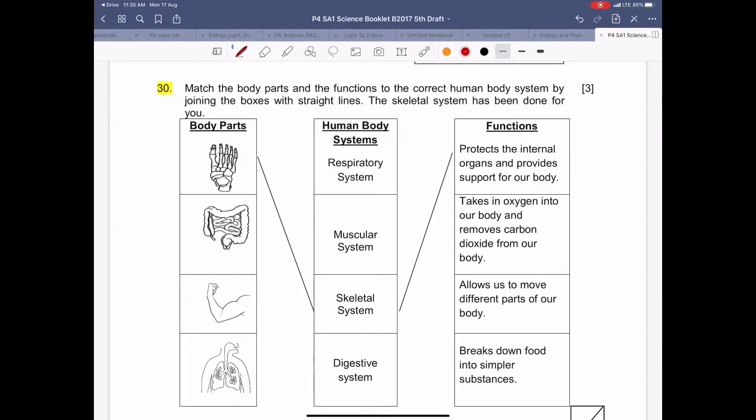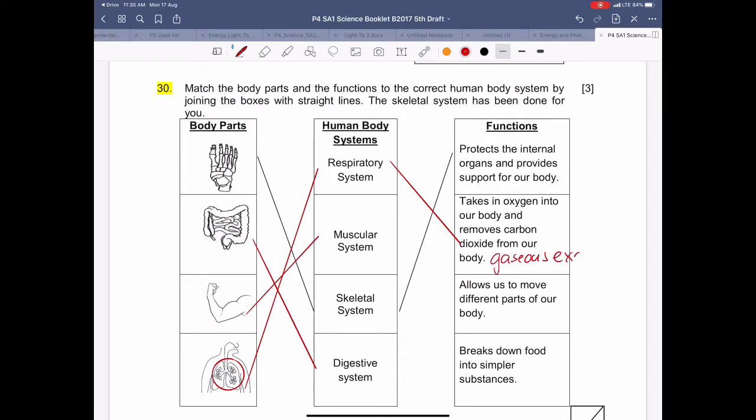Match the body parts and function to the correct body system by joining the boxes. So once again, this looks like your digestive system. This organ over here is actually your large intestine and your small intestine. The second one is actually your muscular system. And the last one is your respiratory system because it shows the lungs over here. Now, the function of your respiratory system is to take in oxygen into our body and remove carbon dioxide. This is also known as gaseous exchange.